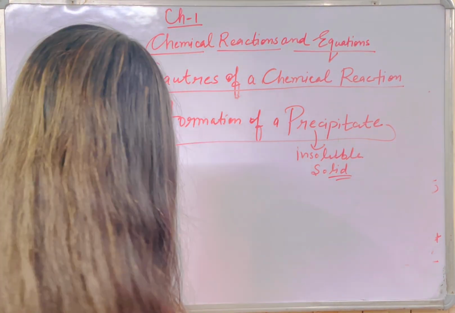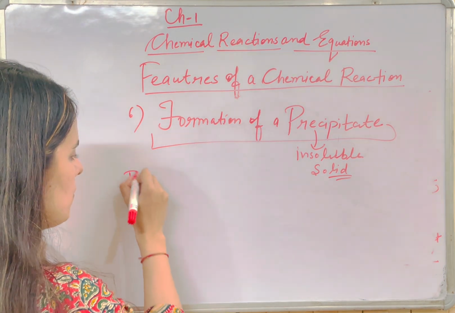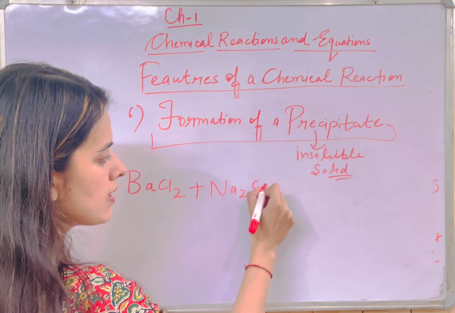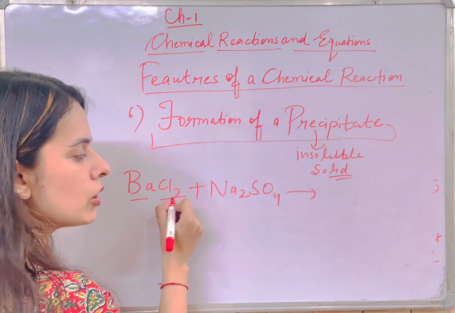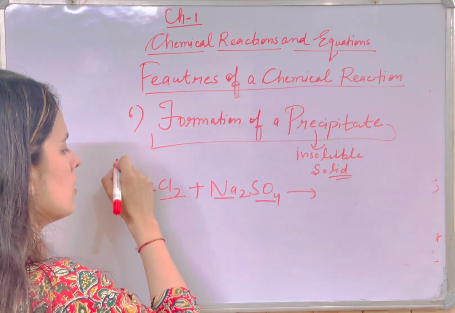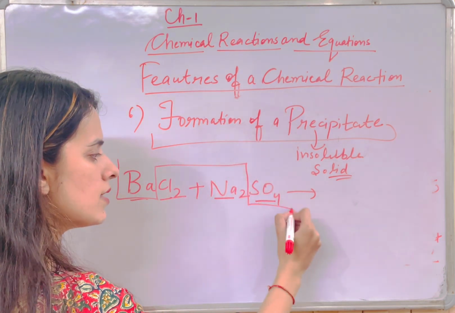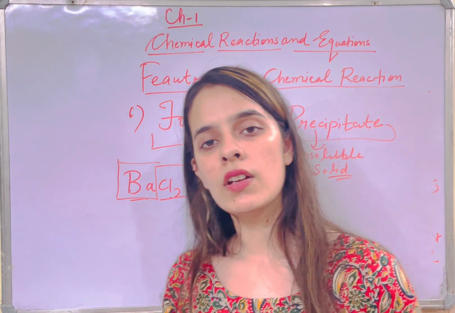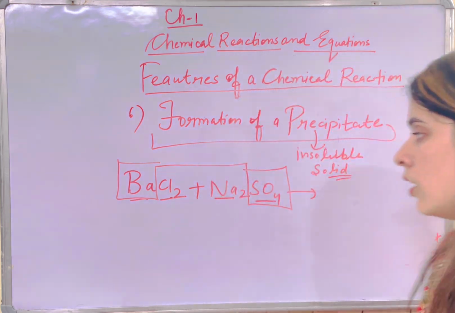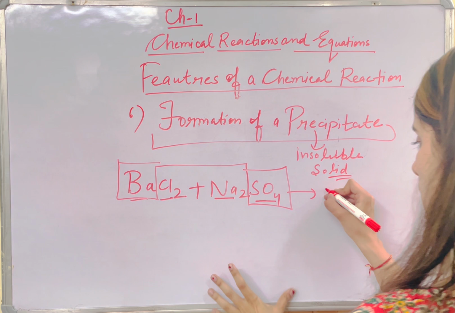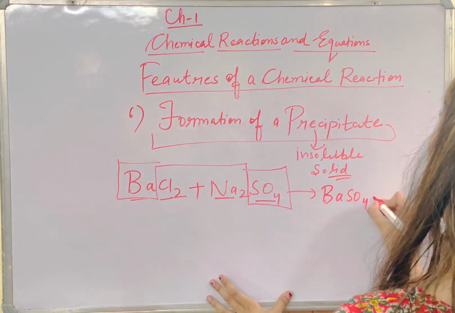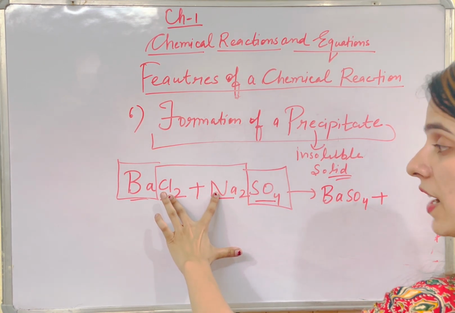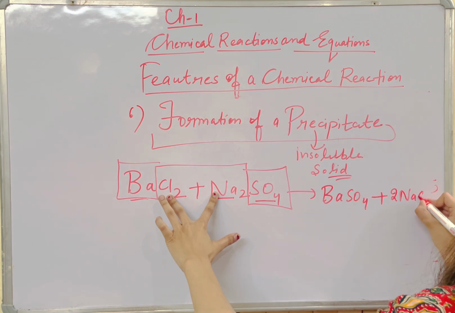So I can give you one example of a reaction of barium chloride with sodium sulfate. This is barium chloride, this is sodium sulfate. So this barium will react with this sulfate. The reason of this product formation would be explained in the upcoming videos. So this barium will react with sulfate to form barium sulfate, and Na2, this is Cl2. So they will combine with each other and form 2NaCl, that is a salt.